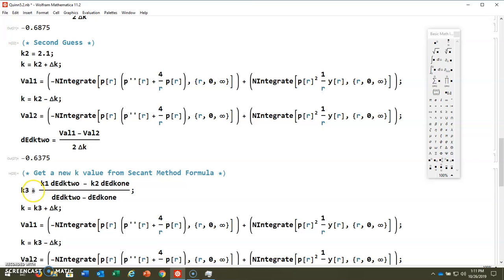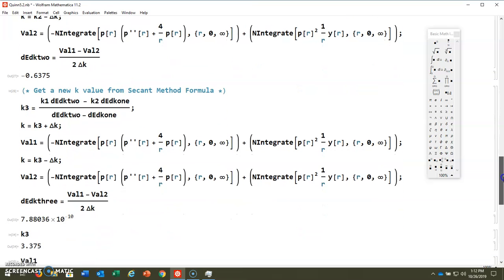So now we can use the secant method formulas. So here it is to get the third estimate. I had two initial estimates. Now I can use the secant method formula to get the third estimate. Call that k3. And then I need to use that to estimate the derivative. So add and subtract 0.01 to it, calculate the values, estimate the derivative again.